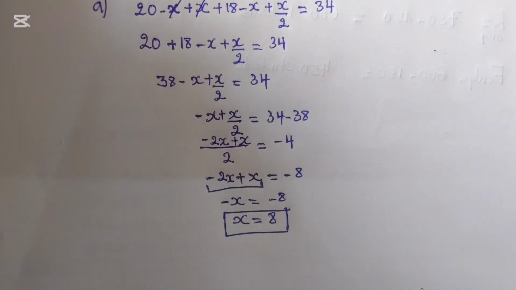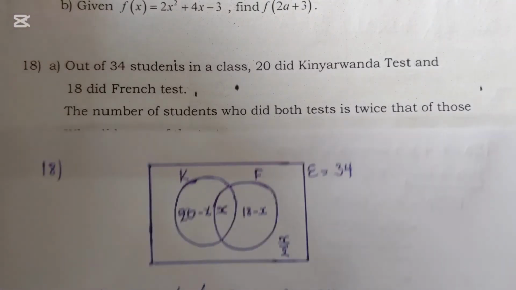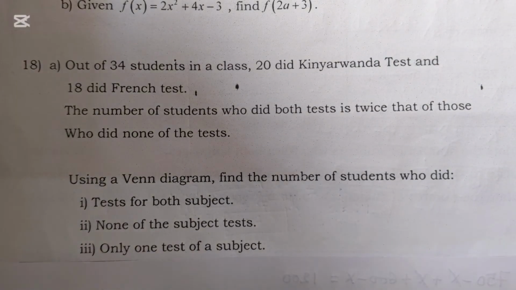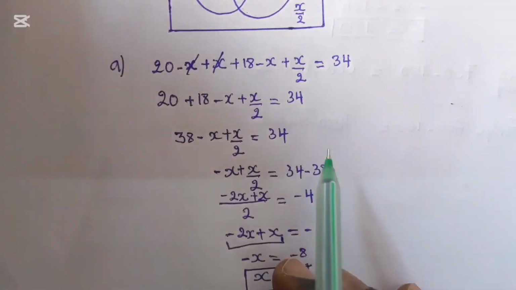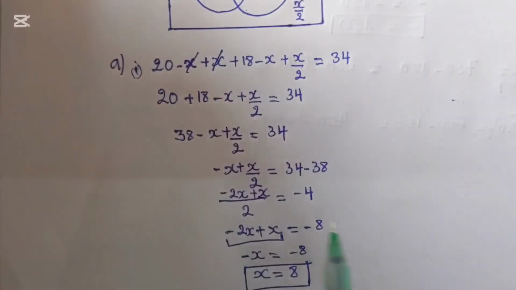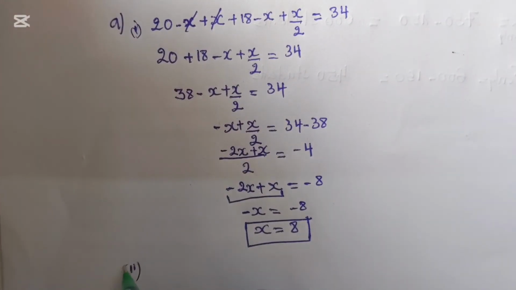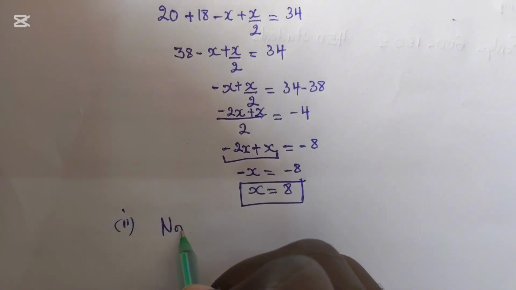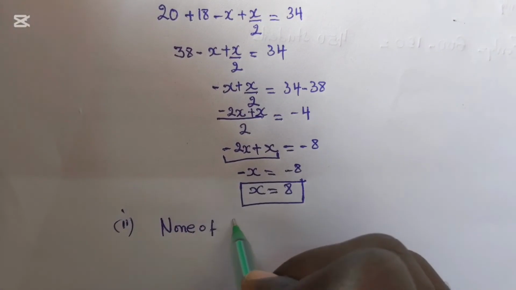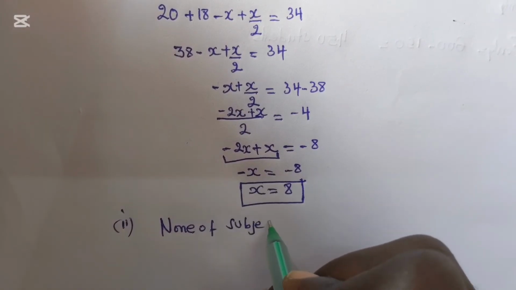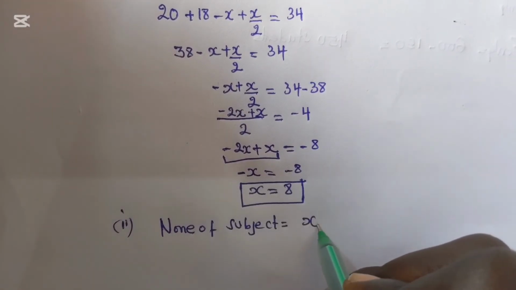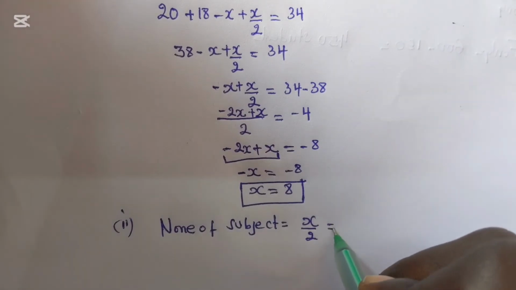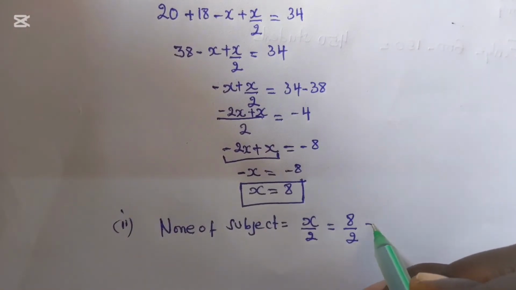So, once we come to what we were asked for, we are supposed to find those who did none of the subject tests. Those who did none of the subjects will be x over 2, which is 8 over 2, which equals 4.